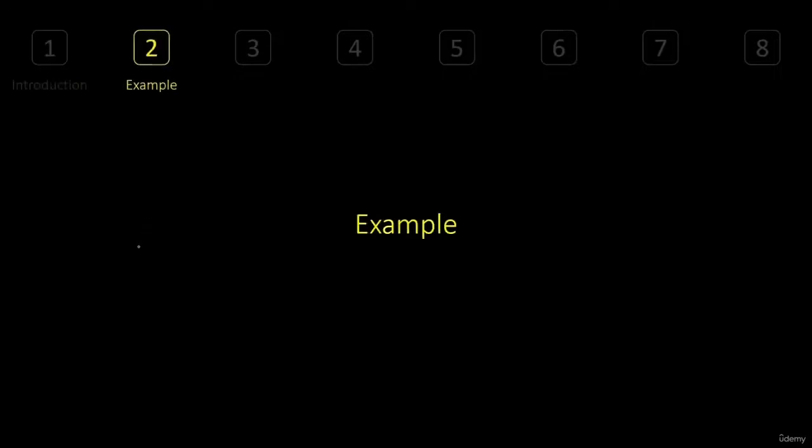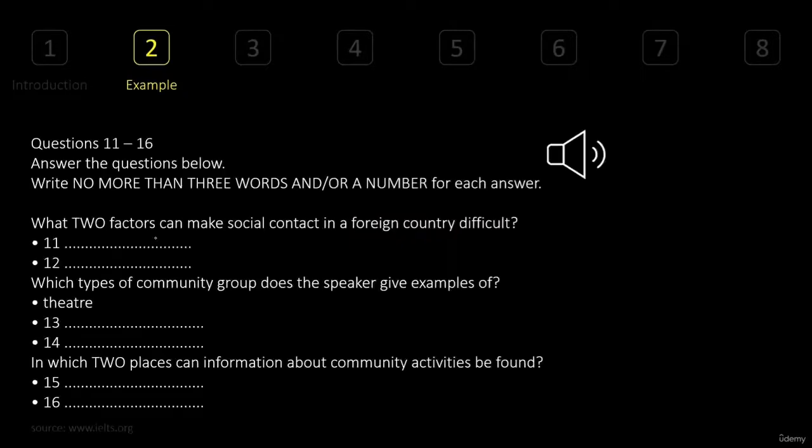Now let's see an example so that you can easily understand what I mean by a simple question kind of answer. This is what you see here. We have the question, what 2 factors can make social contact in a foreign country difficult? You see, this is a direct question. It could be 2 factors, it could be 1 factor. Here they have mentioned 2 factors. It could be 1 factor they might ask, but it is a direct question for a short answer. Now look at the instruction, they have mentioned 3 words. So watch out for that, okay?